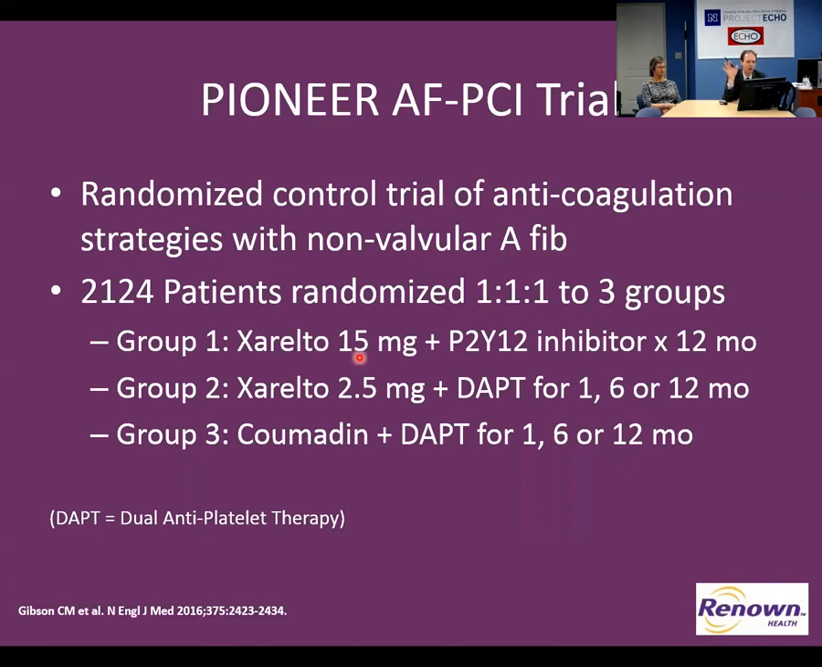If the GFR was normal, they used 15 milligrams. If it was less than 30, they used 10. And they used a P2Y12 inhibitor, which 90% of the time was Plavix, maybe 95%. And there were about 5% of people who would use Effient or ticagrelor. But most of these people were on Plavix, and just that for 12 months, right off the bat, start to finish. Group 2 used the 2.5 milligram strength twice a day, plus dual antiplatelet therapy.